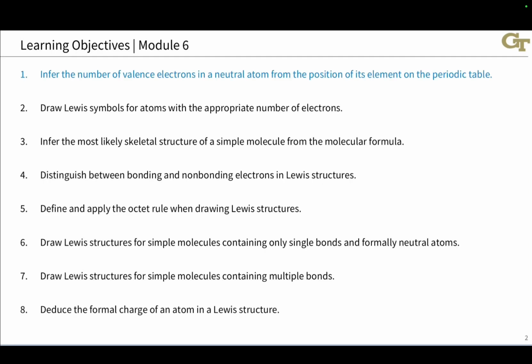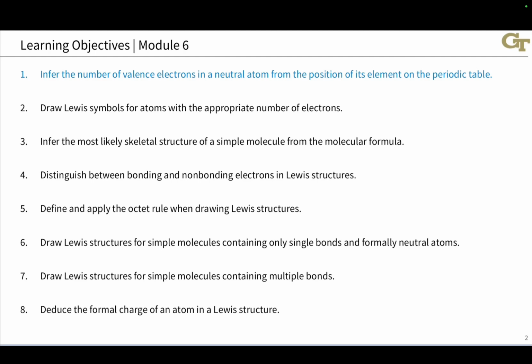So let's walk through our learning objectives for this module. First, we're going to learn how to infer the number of valence electrons in a neutral atom from the position of its element on the periodic table, and we'll talk about what valence electrons are and why they're so important for chemistry. And we'll learn in general terms how to draw Lewis structures. I've kind of broken this down into some sub-objectives: drawing Lewis symbols, connecting them together into what we'll call a skeletal structure, and then filling in the rest to generate a full-blown Lewis structure, distinguishing between electrons that we'll call bonding and non-bonding. And then we'll look at some general guidelines for Lewis structures.